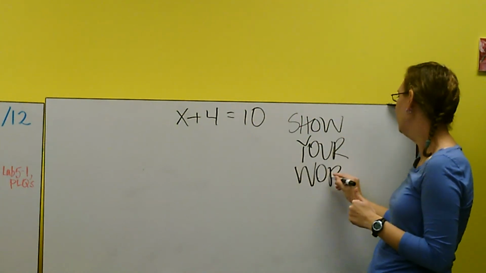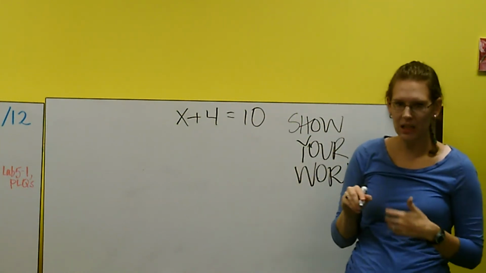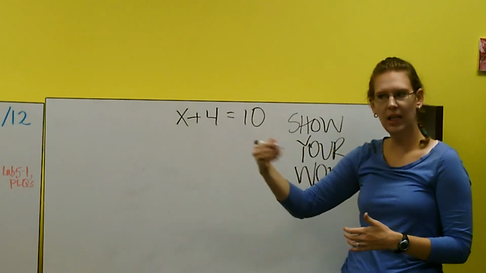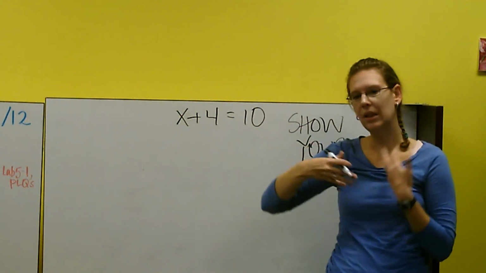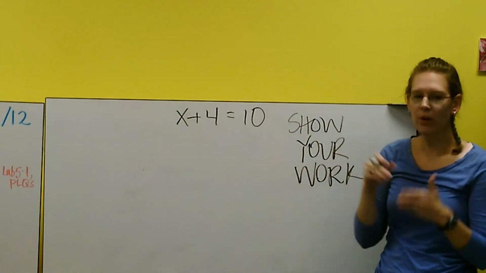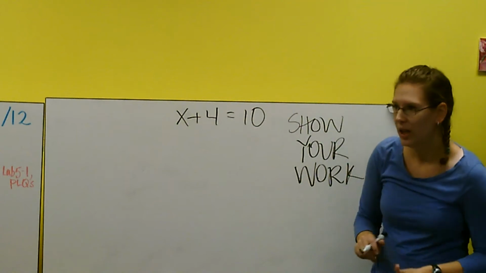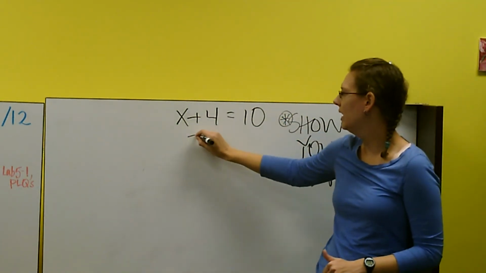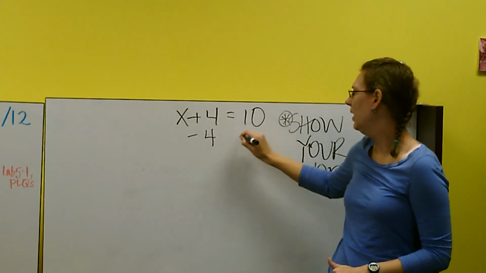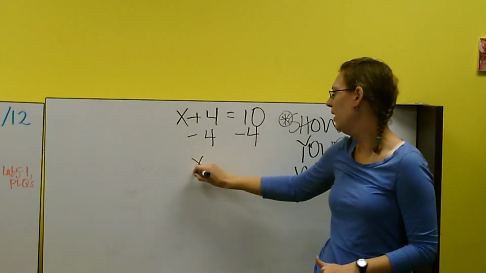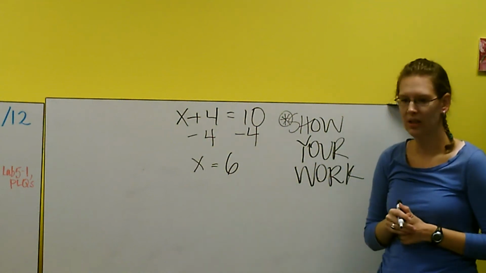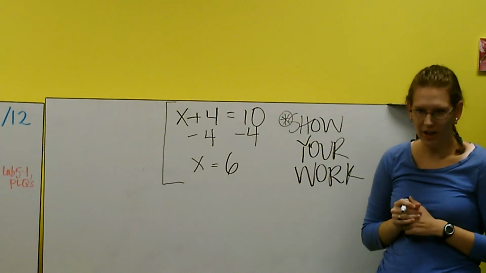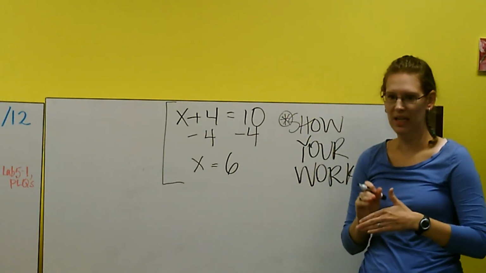Show your work. This is practice for later, because these equations, although simple right now, are just going to keep getting more complex as we build in math, as we build in science, as we build everywhere. So I want you guys to start good habits now, which means show your work. So we're going to do the opposite, and whatever we take away from one side, we take away from the other. X equals 6.